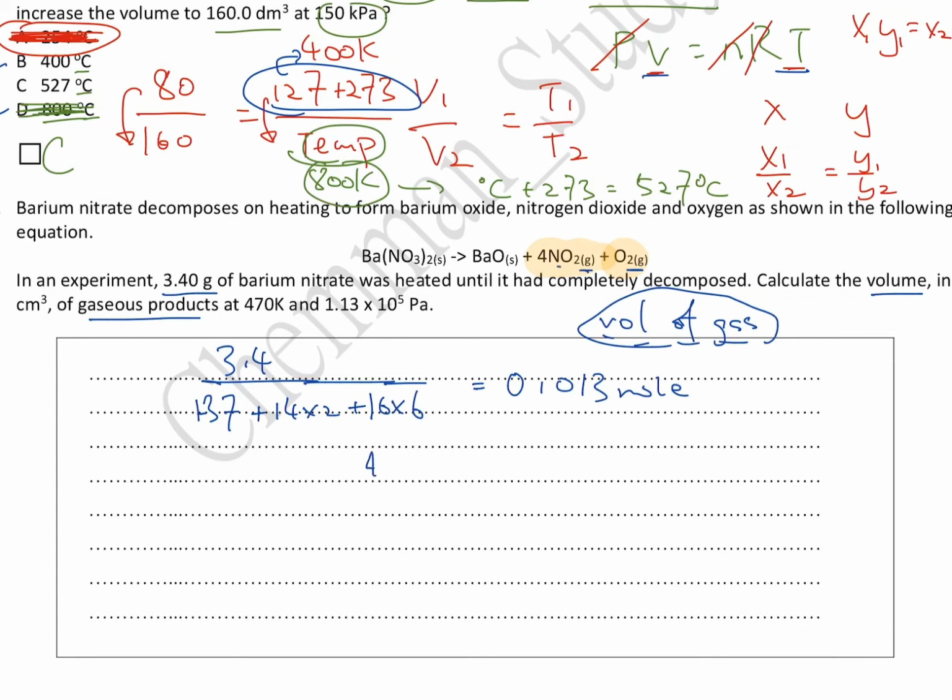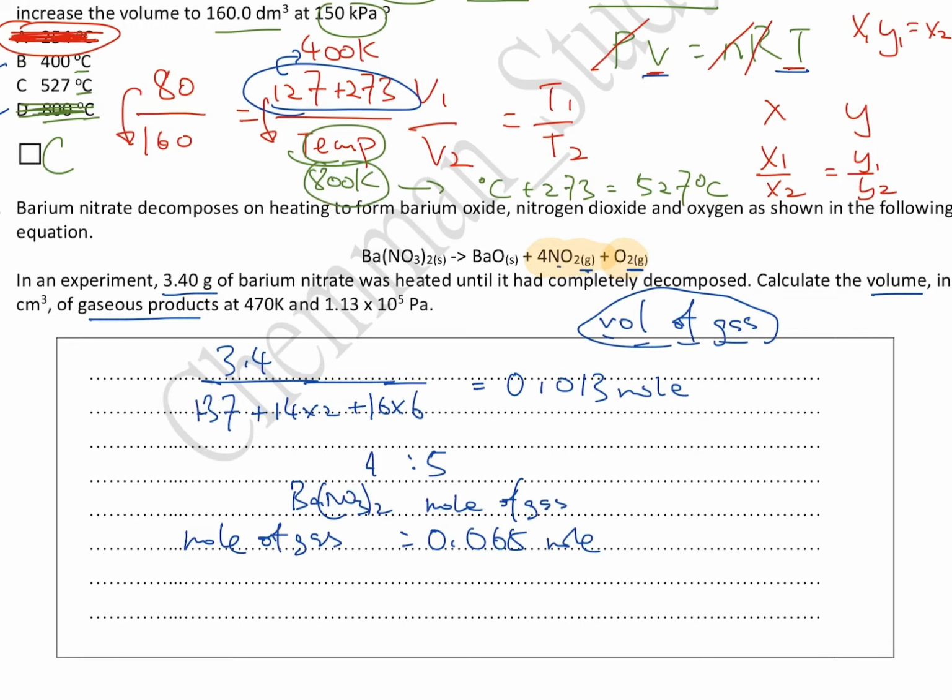So you can see the mole ratio is like 1 to 5, because you have 5 moles of gas and only 1 barium nitrate. That means the mole of gas is equal to 0.013 times 5, which is 0.065.